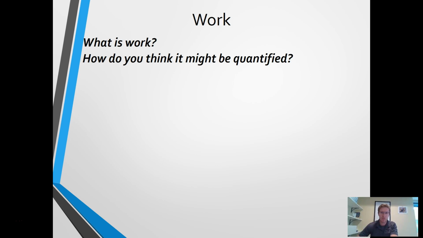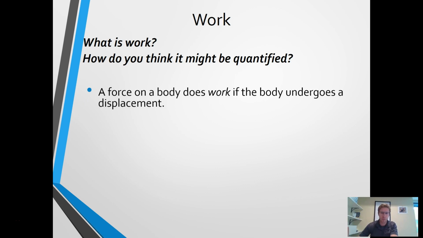So, what is work? That's the first question. And how will we quantify it? Well, work is really when a force acting on a body causes it to undergo some displacement. Work is then done on that object.